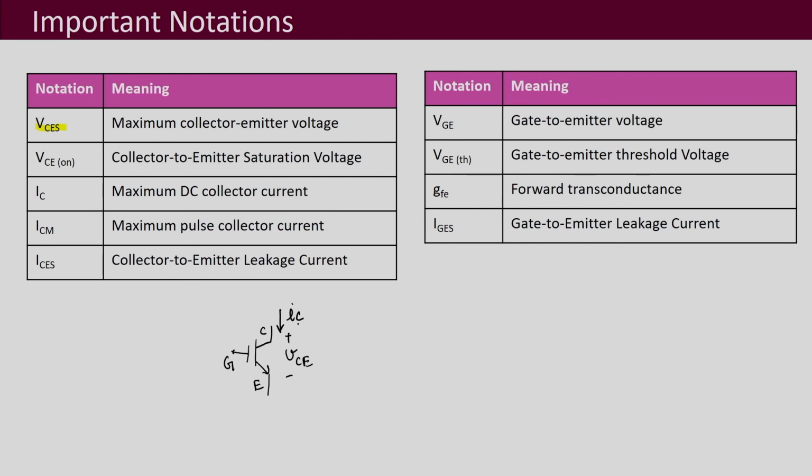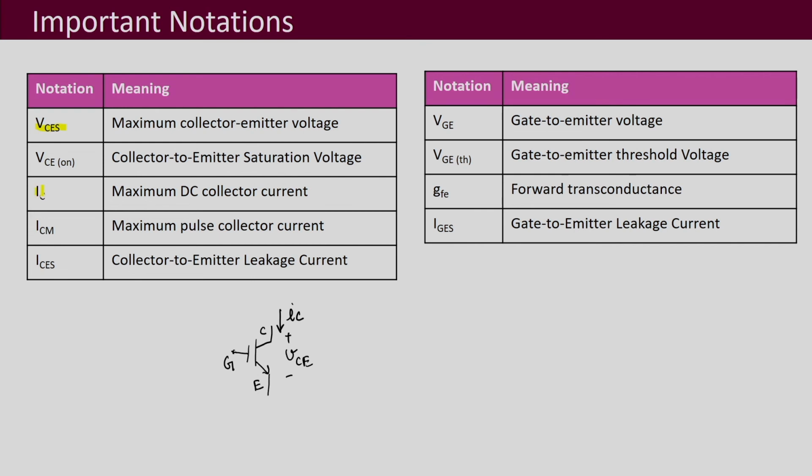So, IC is the collector current and VCE is the collector emitter voltage. The maximum voltage that this device can block is your VCES, and then when it is in saturation, that means it is in the on state, what will be the drop across it, what could be the typical value or the maximum value, that is your VCE on, collector to emitter saturation voltage.